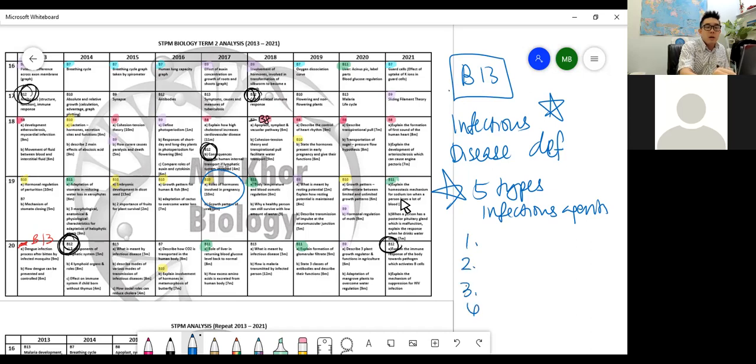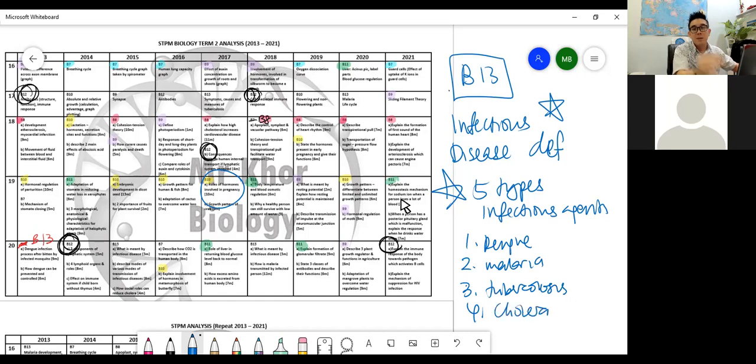Okay, and these 4. Sorry. Dengue, malaria, tuberculosis. What's the last one? Dengue, malaria, tuberculosis. Let me think. Cholera. Because I was thinking way further already.